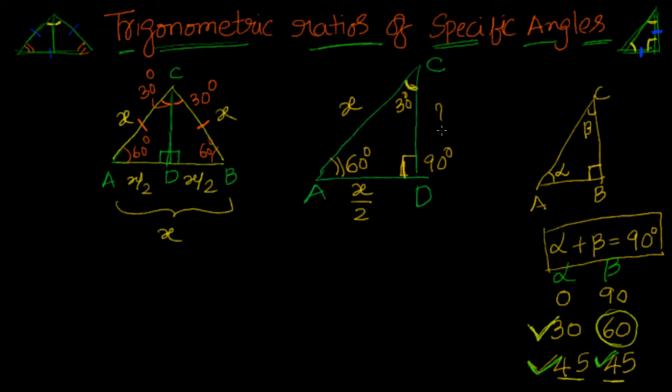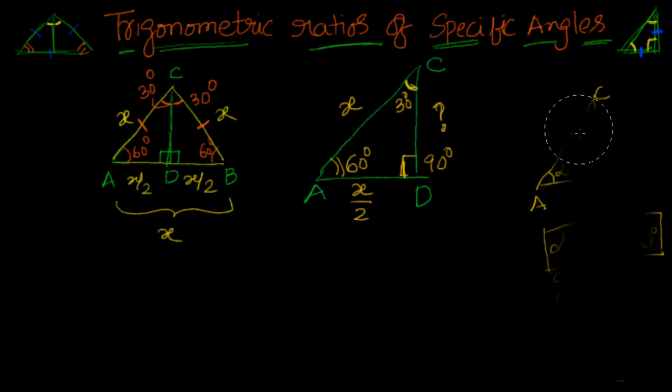We don't know what this is, but Mr. Pythagoras is there to help us. So we'll take Pythagoras's help and find out what it is. Once you got it, I think you can go straight forward and use this and get all the 30, 60 values, which we are going to do in a couple of minutes. Just give me 1 minute to erase this so that I can squeeze in the space.